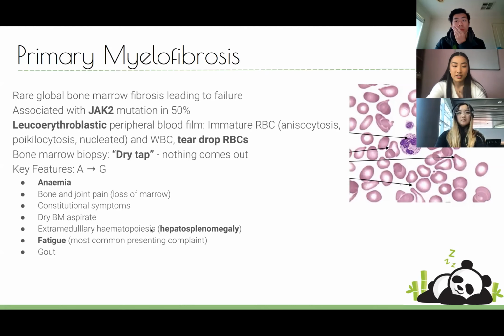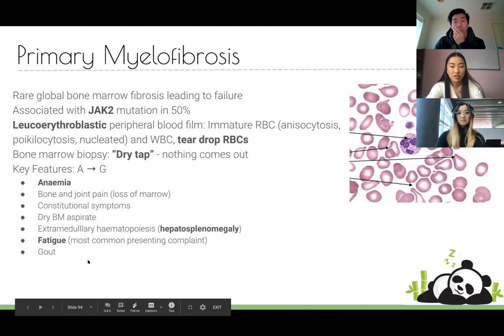extramedullary hematopoiesis. Remember, if your cells can't be produced in the bone marrow, they'll have to be produced elsewhere, in the liver and the spleen. That's your secondary sites, and so you get enlargement of those organs. And then fatigue, that's part of constitutional symptoms, but it's actually the most common presenting complaint for this, and gout from increased cell turnover.